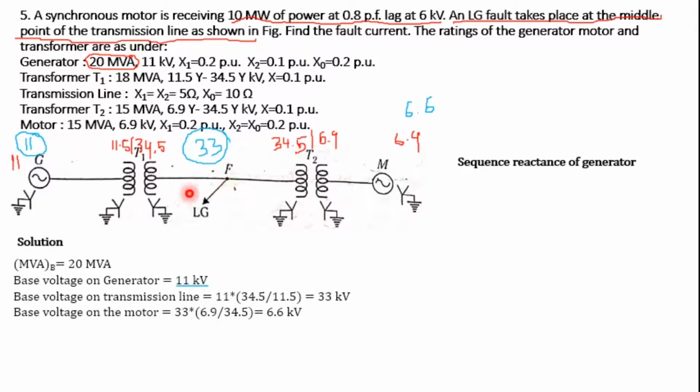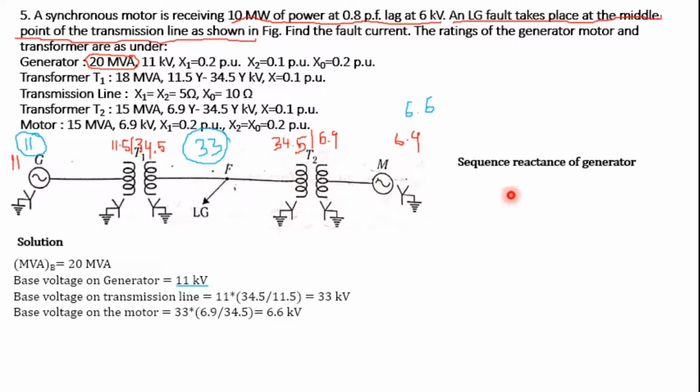Look at this transmission line, it is 5 ohm. So 5 ohm convert into a per unit value. What is the value we'll get? It should be divided by 2, because we are assuming, as given in the problem, that it is the middle of the transmission line between the transformer T1 and T2. Okay, so that's why we have to consider this.